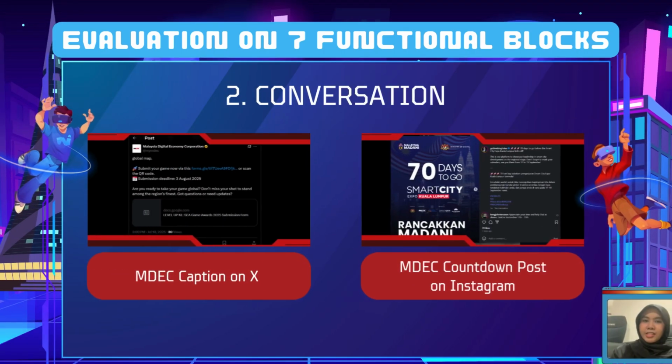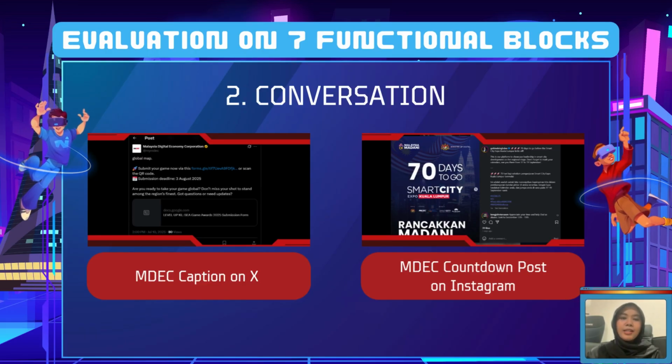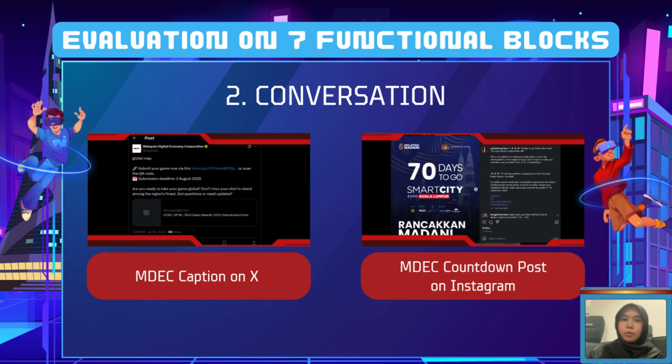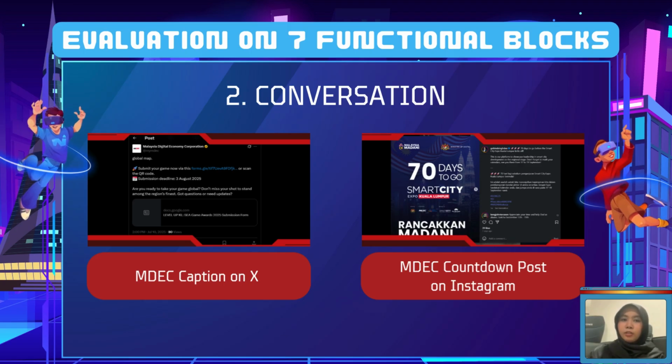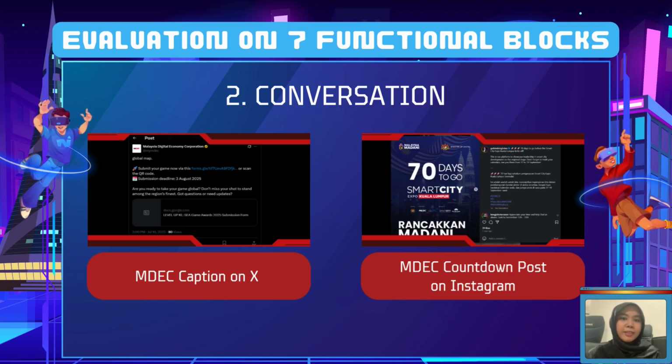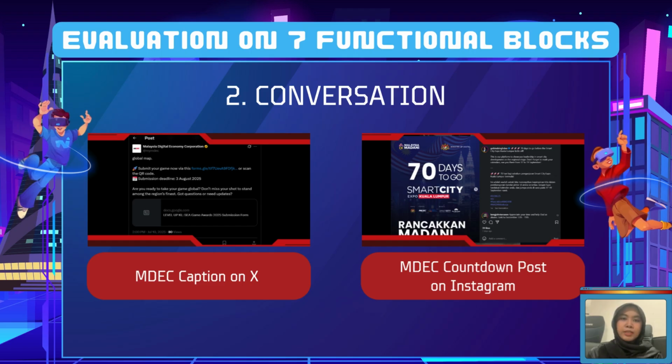Next is conversation. This block is about how MDEC encourages interaction and dialogue. As shown in the image, on X, they often post questions like, "Are you joining us?" to invite responses. On Instagram, they use features like countdown stickers or polls, especially during campaigns such as Malaysia Tech Olympics. Even though they don't always reply to comments directly, their posts are designed to create space for interaction, which is key to building digital engagement.